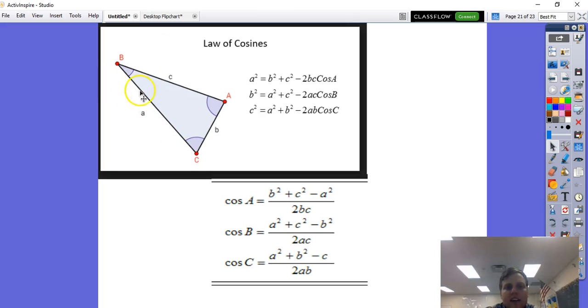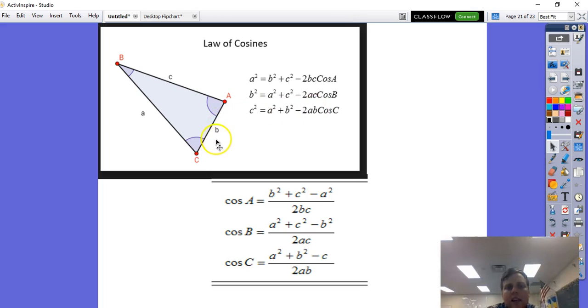Let's say I'm trying to find little a right here. Well, if I also know sides b and c and the angle opposite a, I could use this idea right here. I could say, okay, little a squared is equal to little b squared plus little c squared minus 2 times b times c times cosine of angle A. And that's true all across the board.